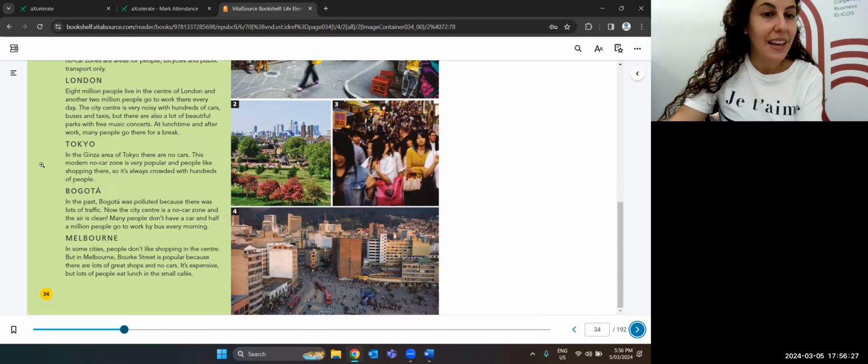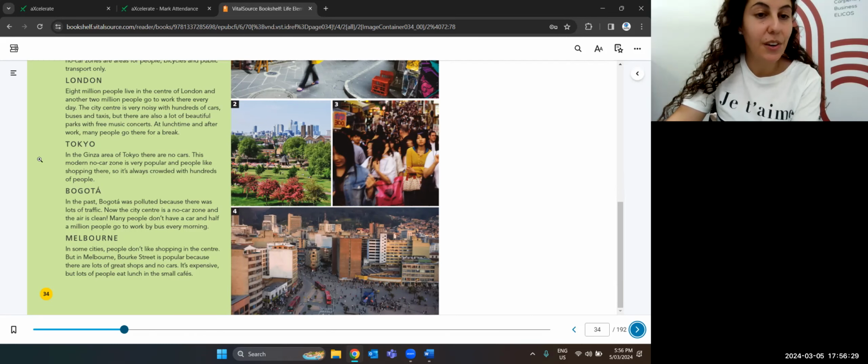Tokyo. In the Ginza area of Tokyo, there are no cars. This modern day no car zone is very popular, and people like shopping there. So it's always crowded with hundreds of people.